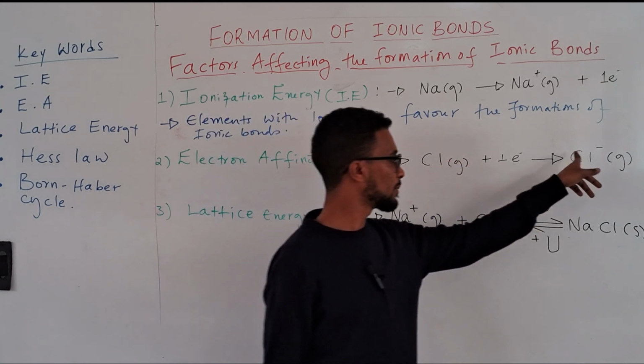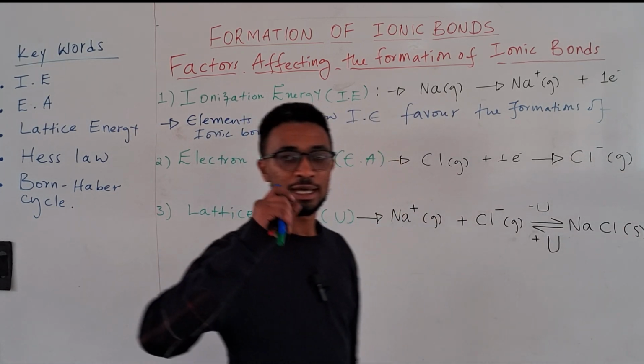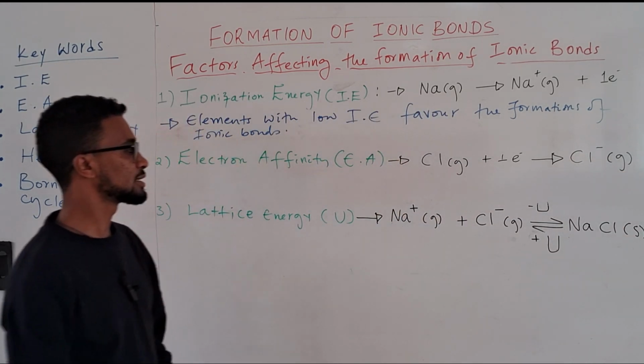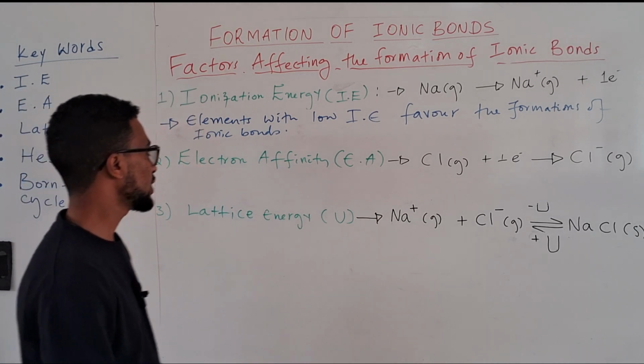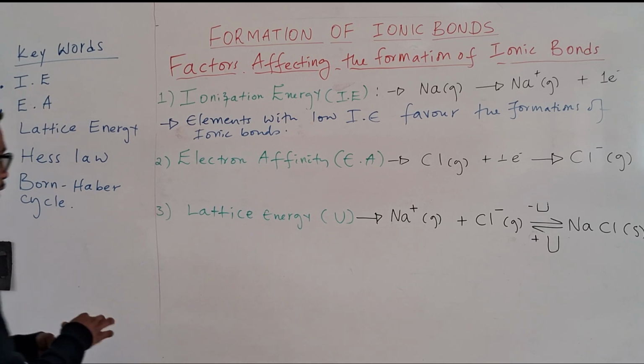The energy change for the addition of 1 mole of electrons into a neutral atom to form 1 mole of -1 charged gaseous ions is called electron affinity. This is a good example here. So how does electron affinity affect the formation of ionic bonds?